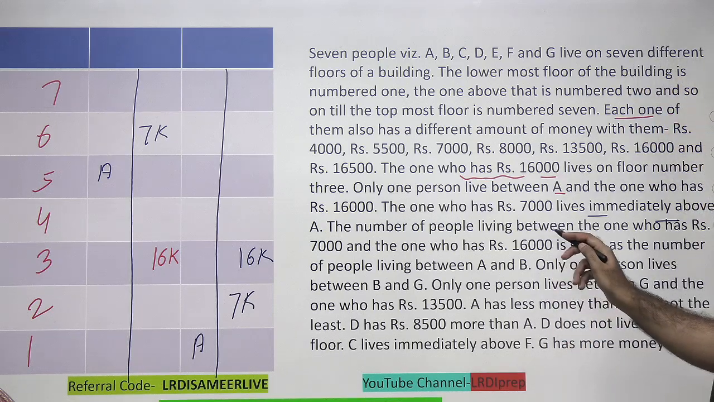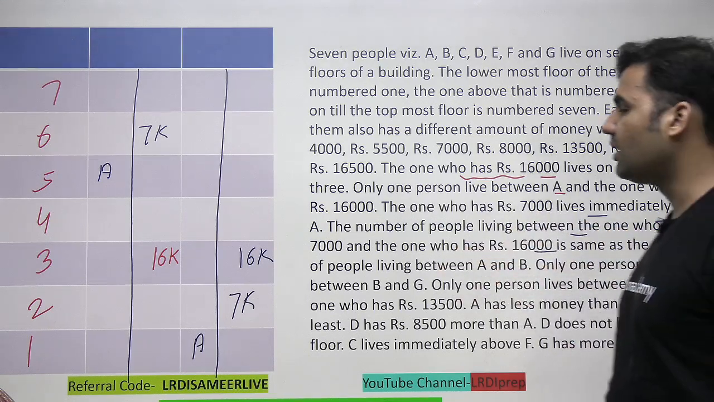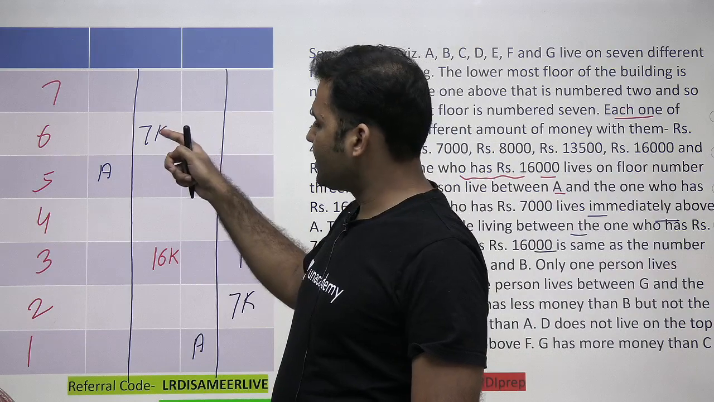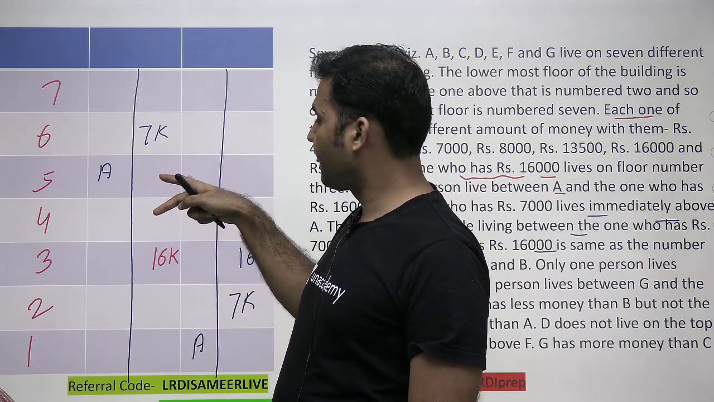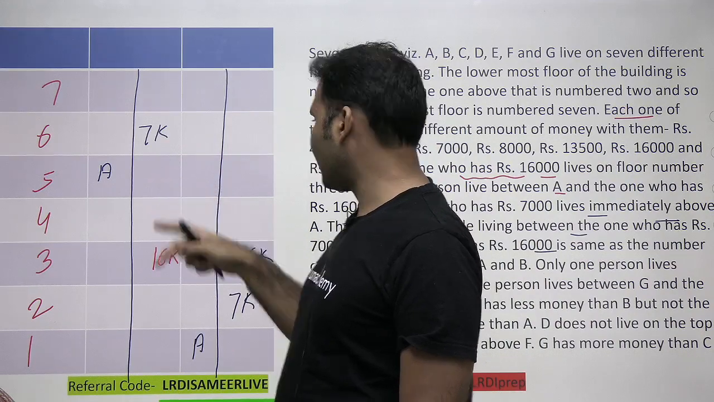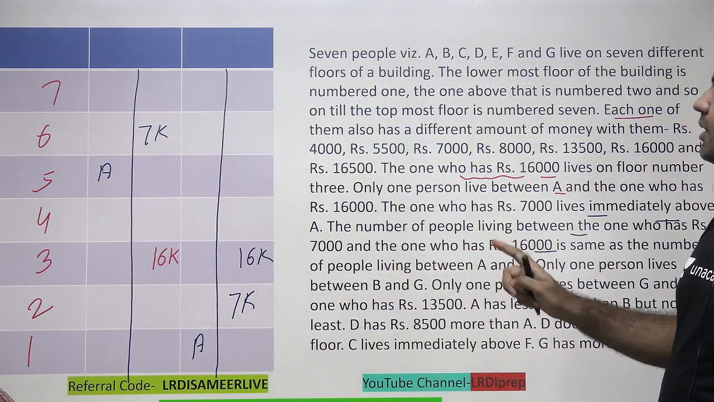The number of people living between the one who has rupees 7,000 and the one who has rupees 16,000 is the same as the number of people living between A and B. Now you see that between 7,000 and 16,000 in this particular case, I have 2 people living. So that also means that A and B also have 2 people in between.